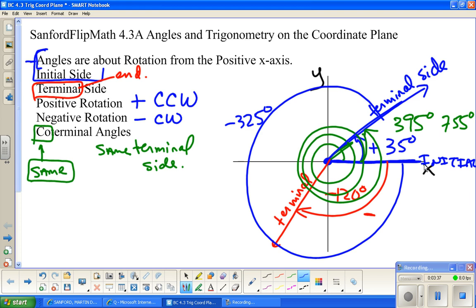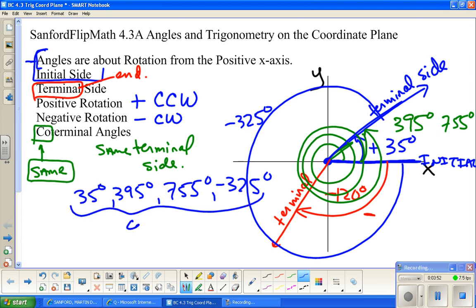So 395, 755, negative 325, and 35 are all coterminal. They stop in the same spot. They stop in the same exact degree measure. All right, so far so good.